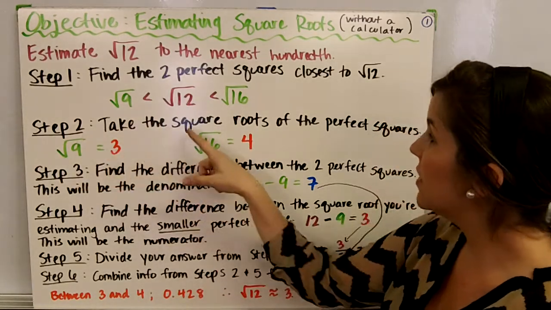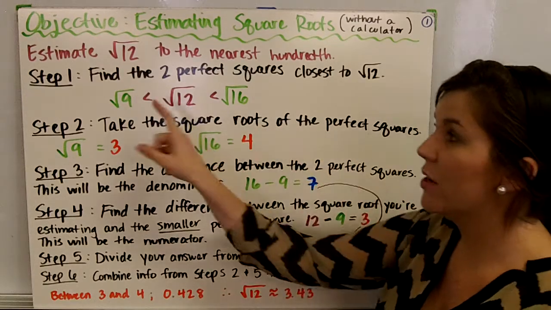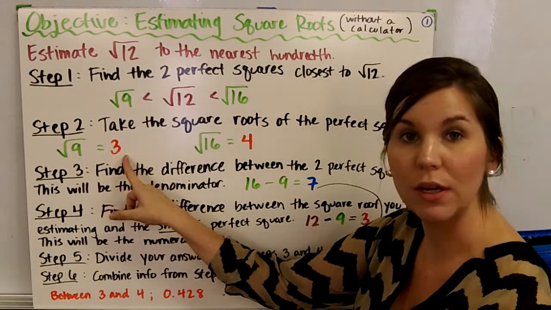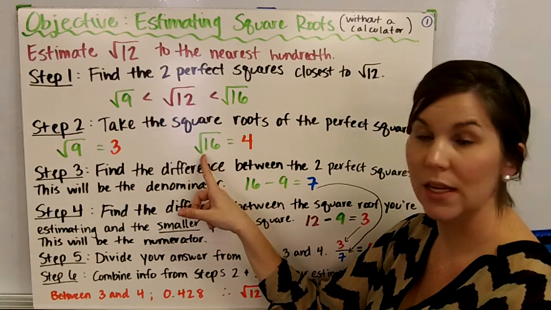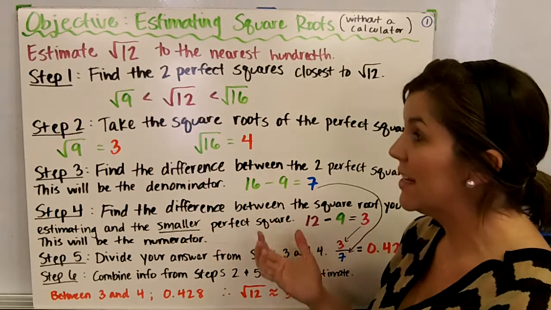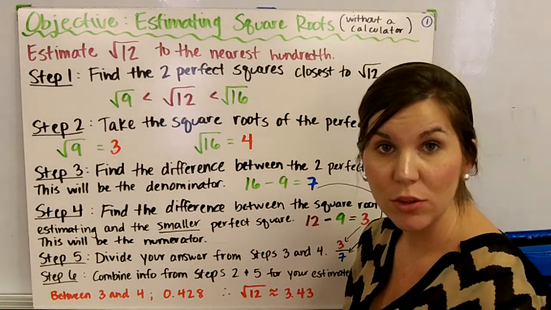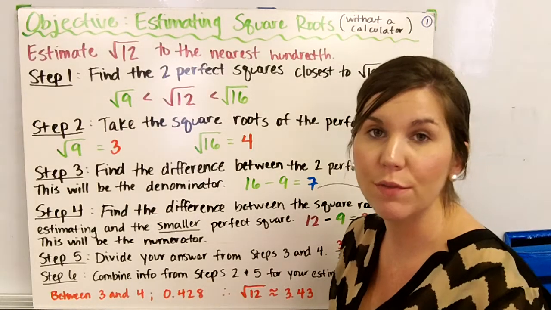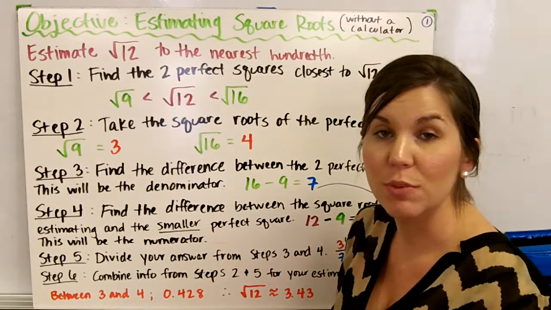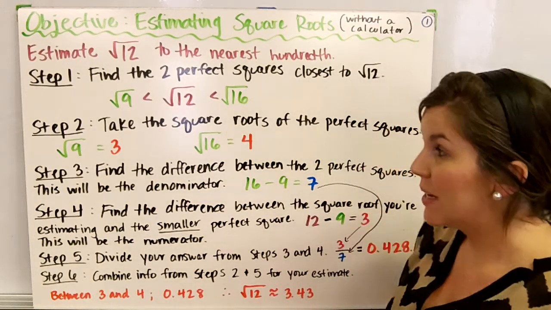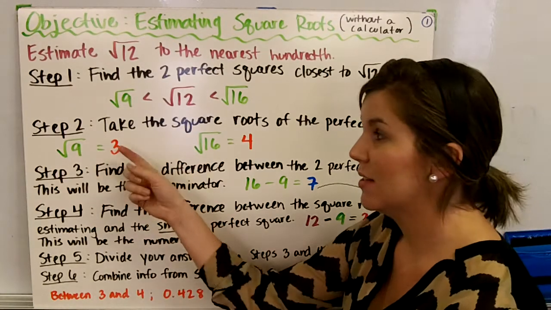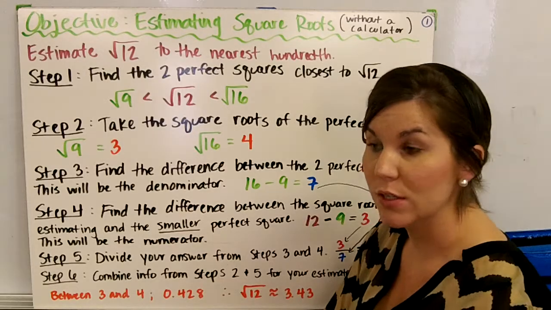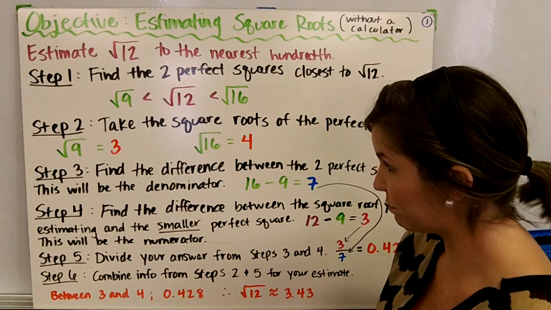Step number 2, take the square roots of the perfect squares. The square root of 9 is 3, and the square root of 16 is 4. So my answer is going to be between 3 and 4. So it's not going to be 4 point something, that would be between 4 and 5. Our answer is going to be 3 point something because it's between 9 and 16 and 3 and 4. So between 3 and 4.